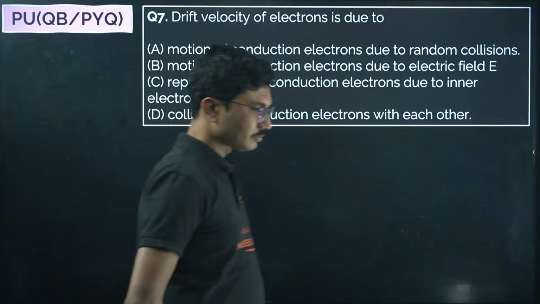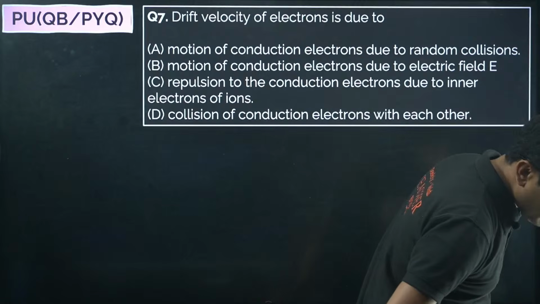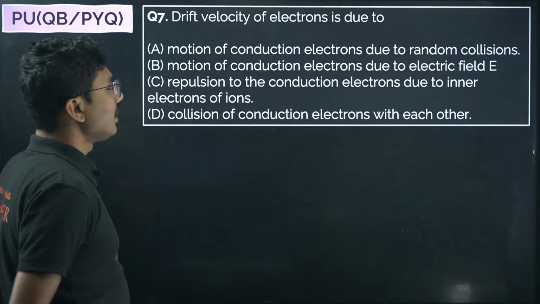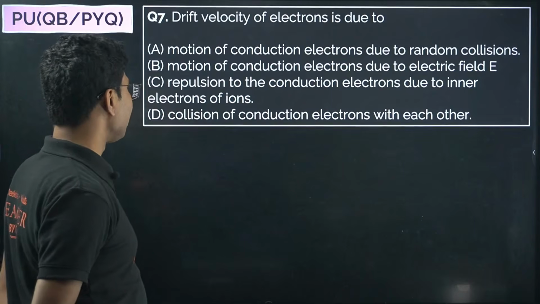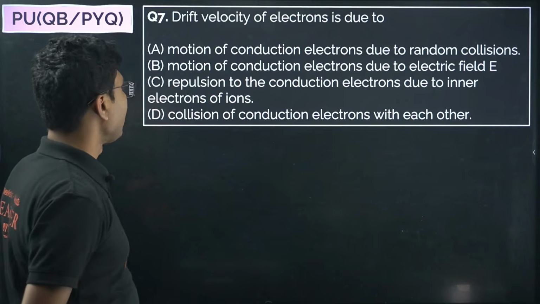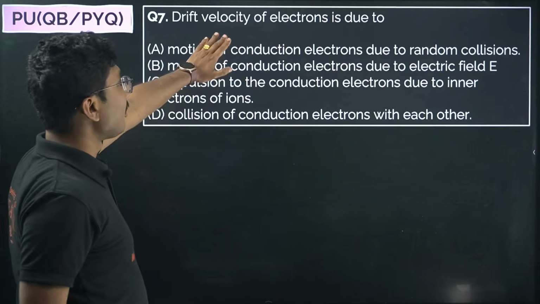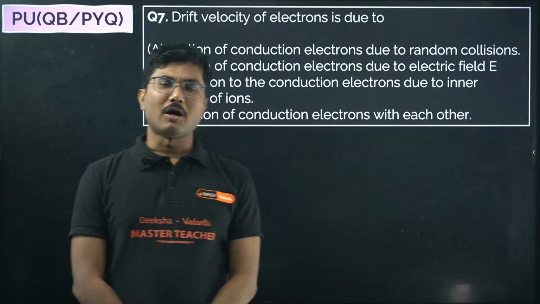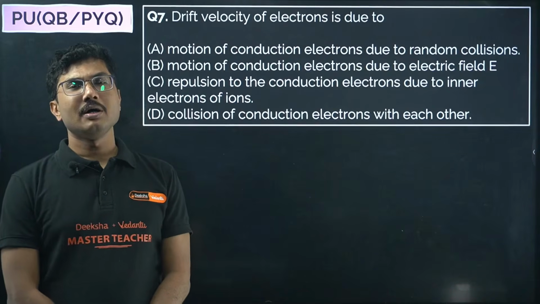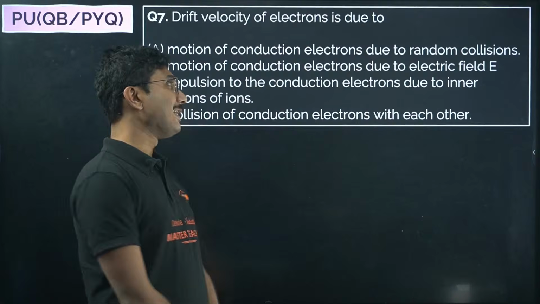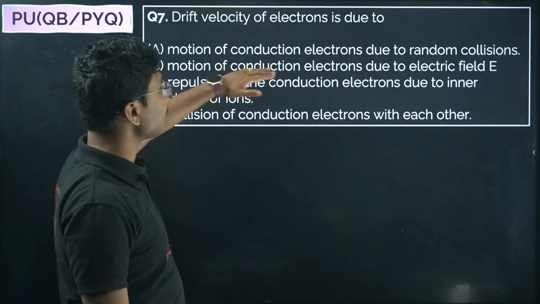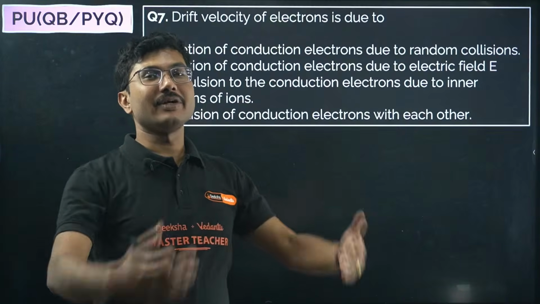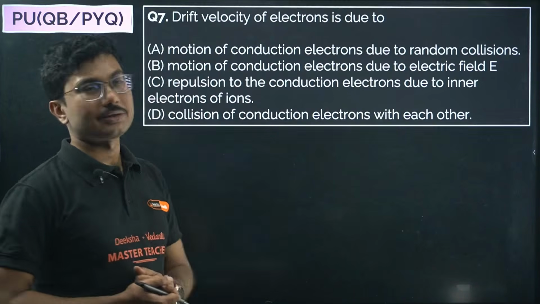Ibrahim is saying option C, repulsion of electrons due to inner electrons of ions. Okay, so electrons do not drift because of random collision or because of the electric field due to inner ions. Electrons drift only in the presence of electric field E. If you apply an electric field, then only electrons start to drift.